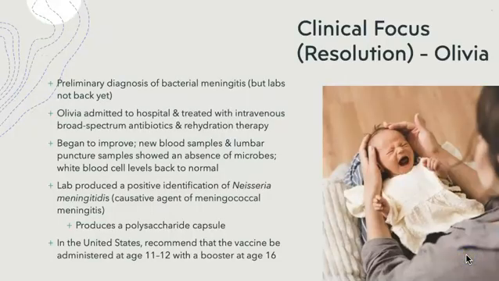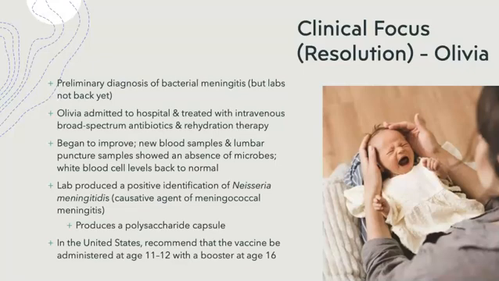Lastly, let's talk about our clinical focus and the resolution. So the preliminary diagnosis is going to be bacterial meningitis, even though the labs weren't back quite yet. So they admitted Olivia into the hospital and started giving her intravenous broad-spectrum antibiotics and rehydration therapy. She started to improve, and the new blood samples and lumbar puncture samples showed that there's an absence of microbes, and the white blood cell levels came back to normal.